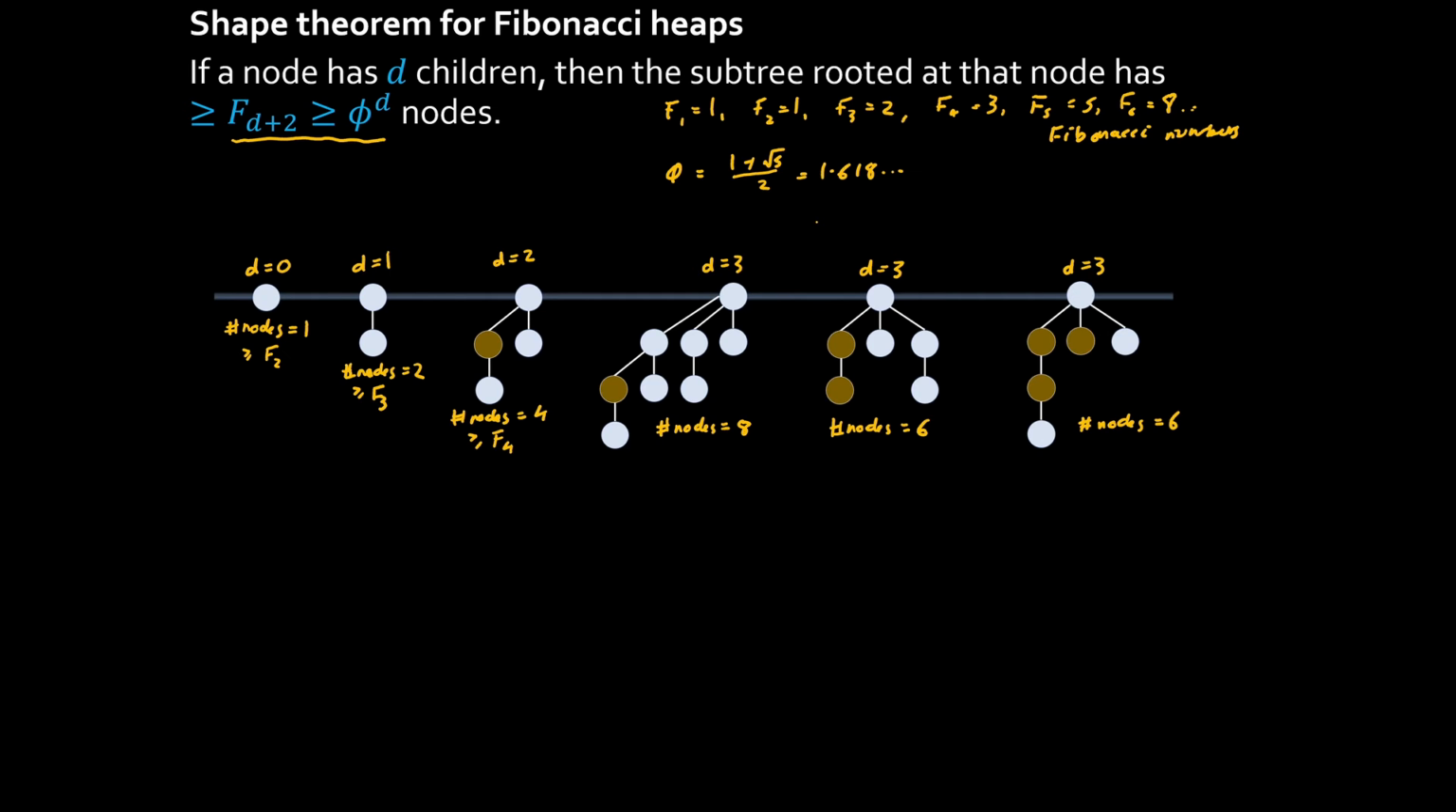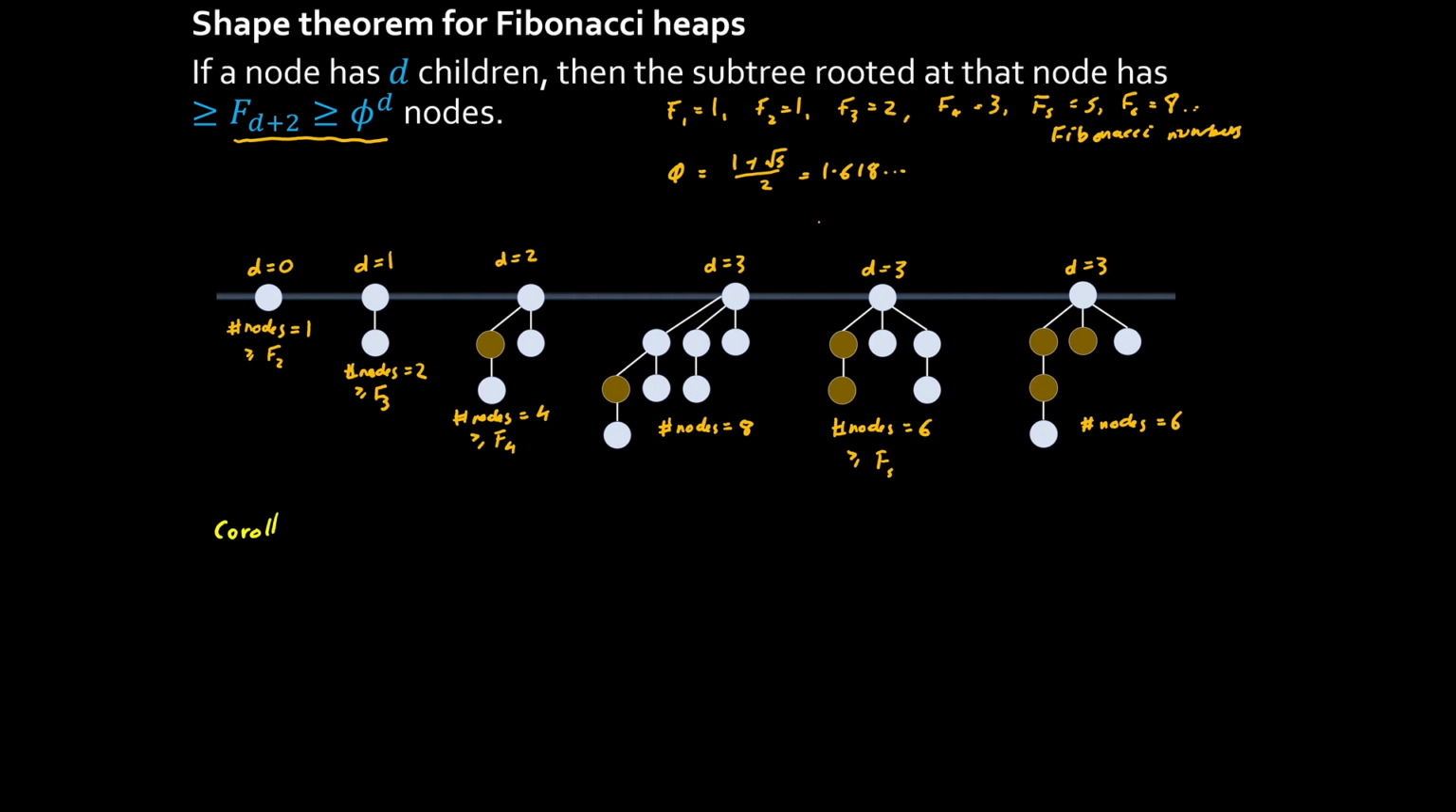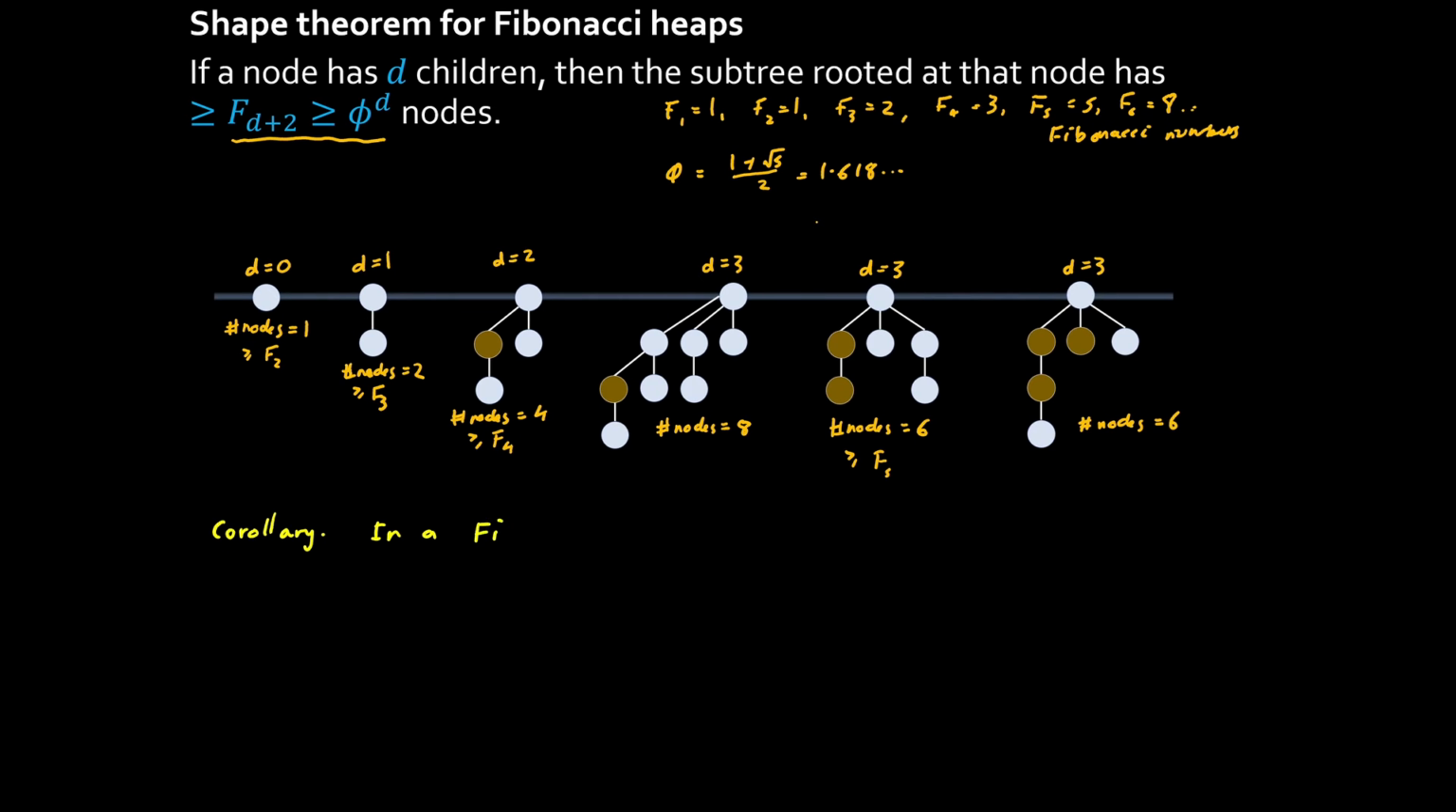I'm going to look at the second tree where the number of nodes is equal to 6. The theorem says that this should be at least F sub 5. F5 is 5, number of nodes equals 6. Yes, good, the theorem works. Okay, so that's the theorem. What does the theorem have to do with the amortized analysis that we did a moment ago? Let me write out the big result here. Corollary. In a Fibonacci heap with n items, the maximum degree is O of log n.